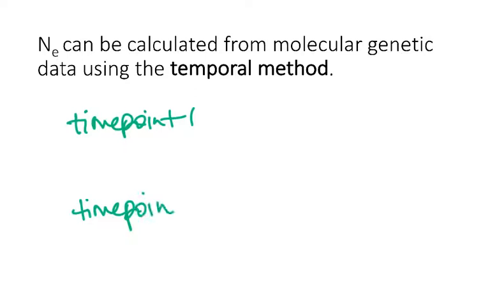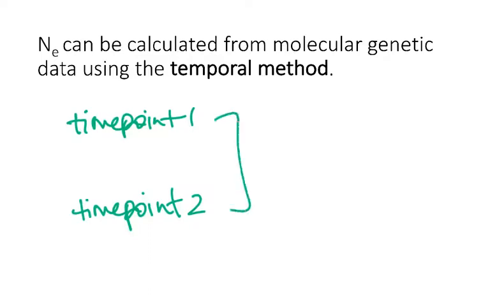So when we're thinking about how to actually calculate effective population size, you can calculate it from molecular genetic data using something called the temporal method. And so the idea here is that you collect from two different populations throughout time. So say time point 1 and time point 2. And those need to be separated by at least one generation.